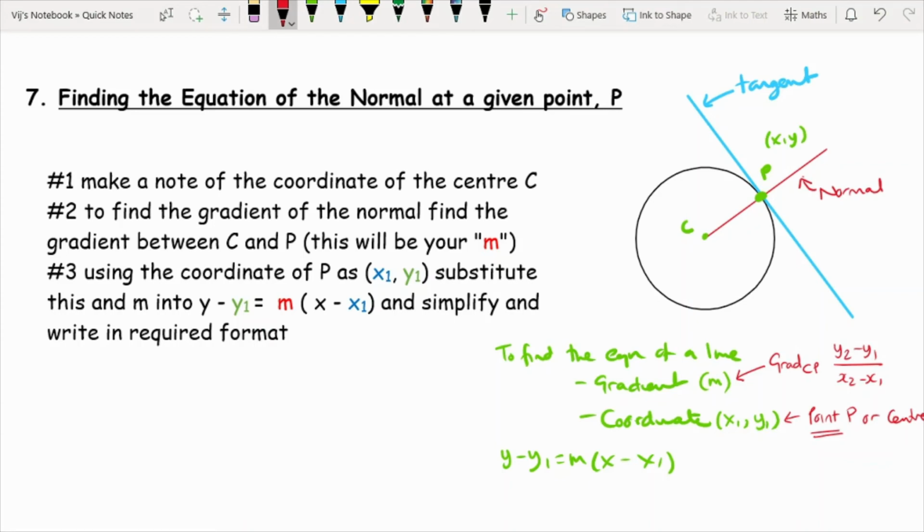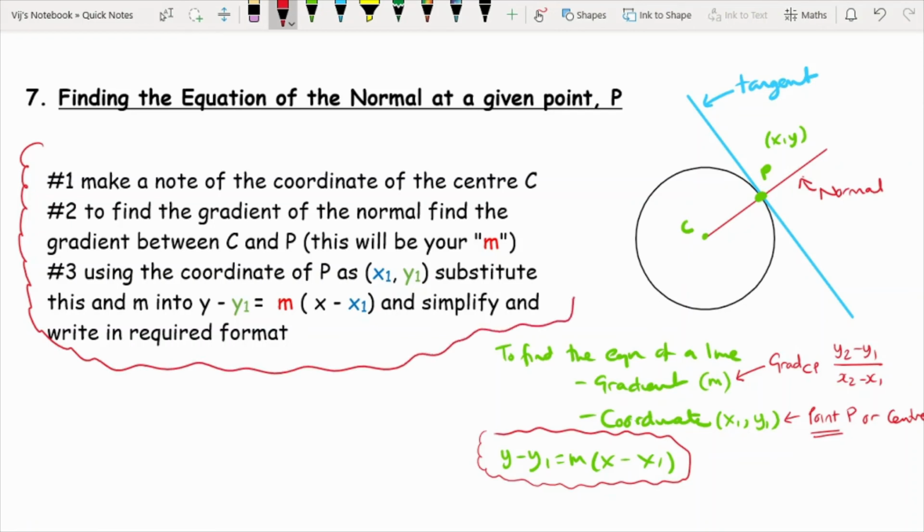And then once you've substituted those values, we've got it into this form, and then you can either write it using integers, if you end up with fractions, or you can write it in the form of y equals mx plus c, or whichever you prefer. And again, it's worth making a note of those 3 steps, which will help you answer those types of questions.